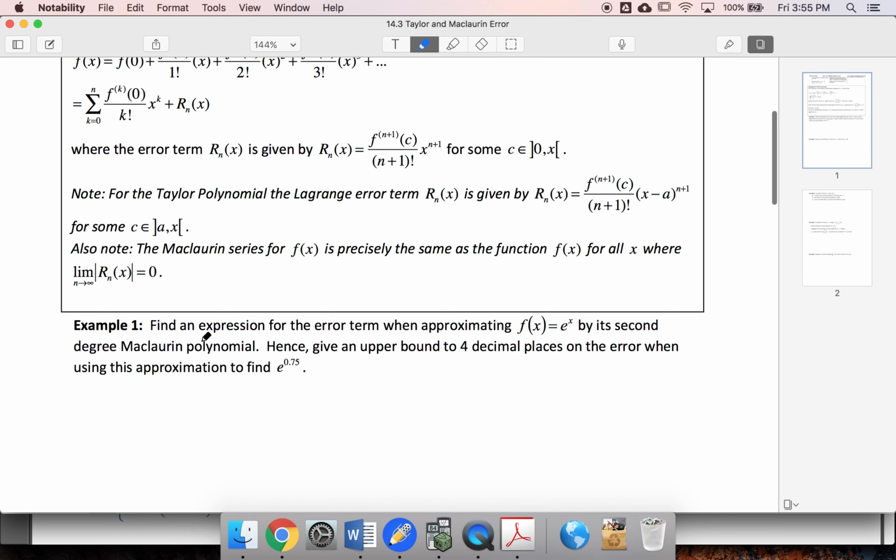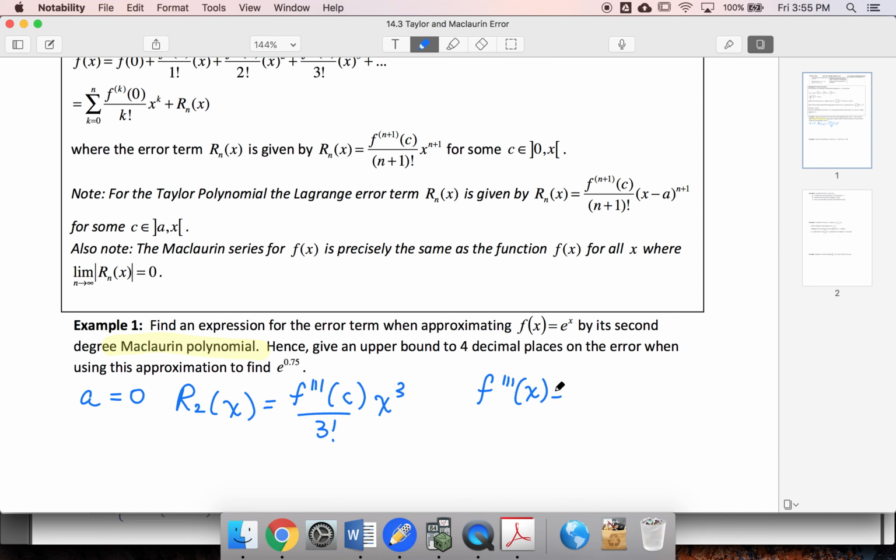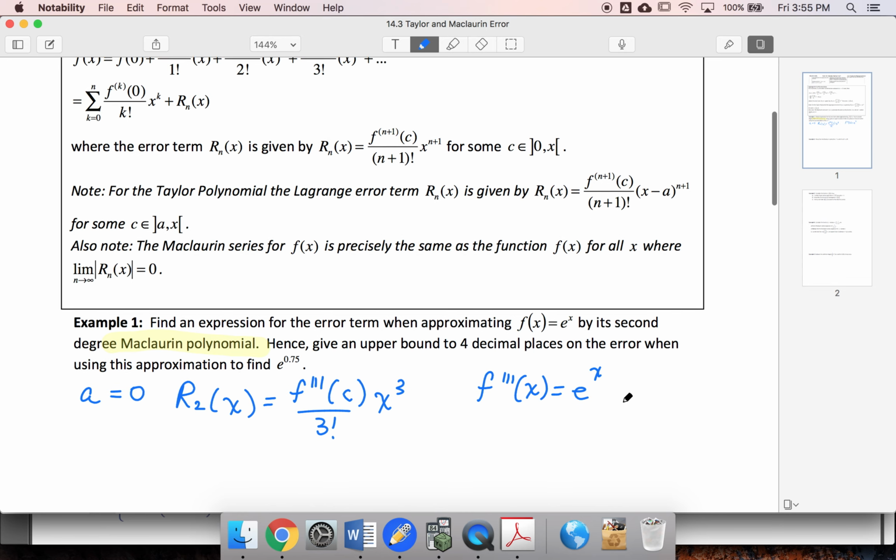Example 1 says, find an expression for the error term approximating f of x equals e to the x by the second degree Maclaurin polynomial. So I know with Maclaurin that my a value is 0. If I've got the second degree Maclaurin polynomial, I'm looking for the r sub 2 term of x. So I'm going to apply this formula. That's going to be the third derivative evaluated at c, x to the third over 3 factorial. Well, my f of x is e to the x, so the third derivative is still going to be e to the x.